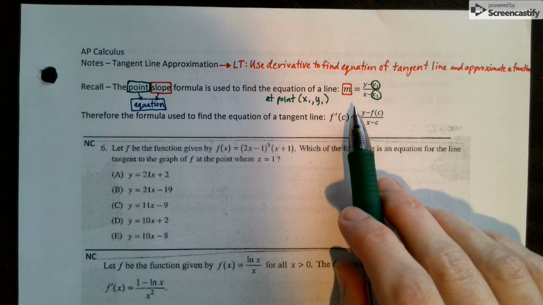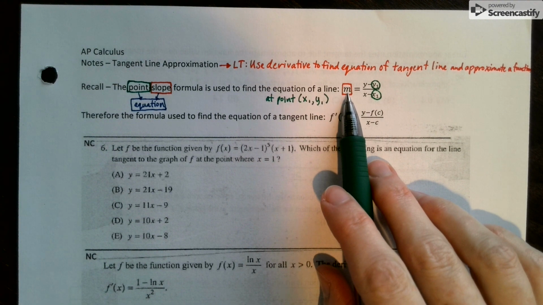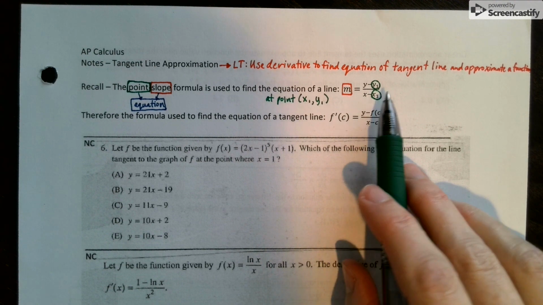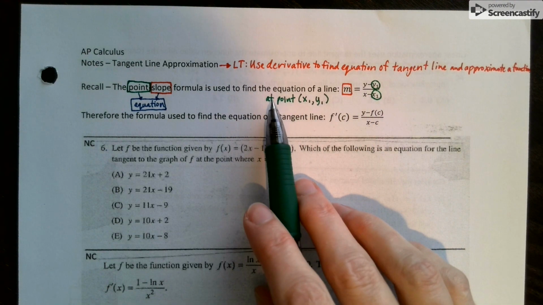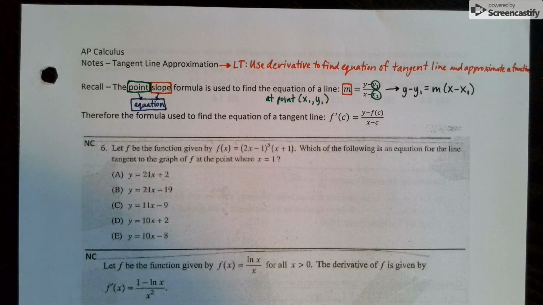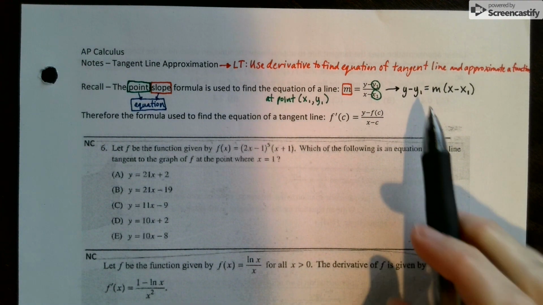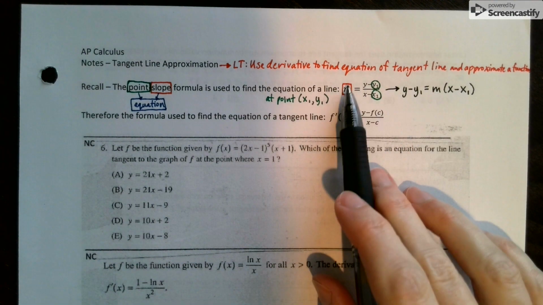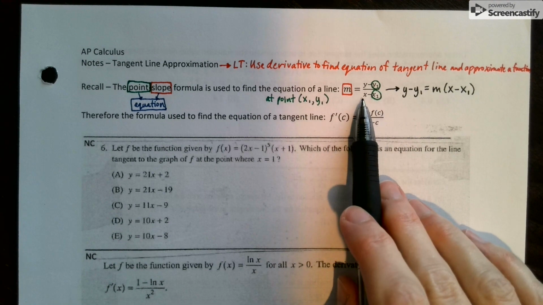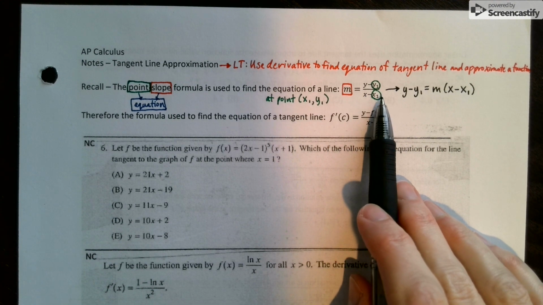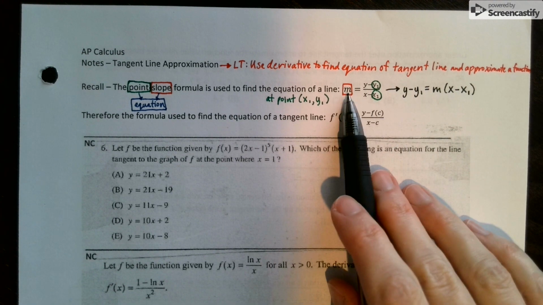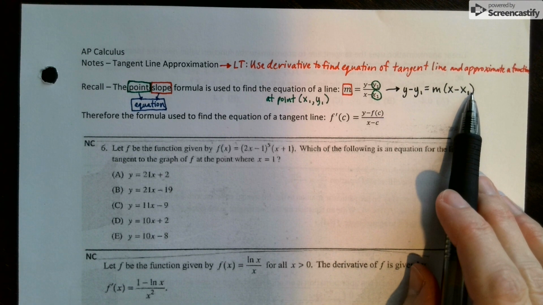So you may have seen it in this form where our slope m is equal to y minus y1 over x minus x1. So this gives us the equation of the tangent line at point x1, y1. Or you may have seen the point-slope formula in this format, which is basically the same as this equation, but on both sides of the equation, we've multiplied by the denominator x minus x1. So you end up with y minus y1 is equal to the slope m times x minus x1.